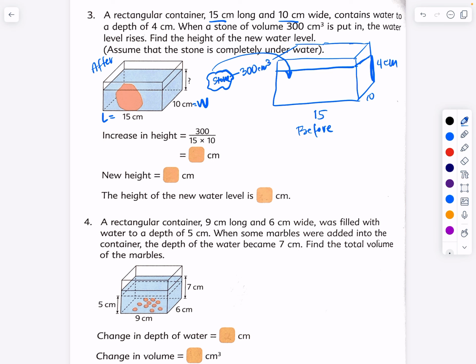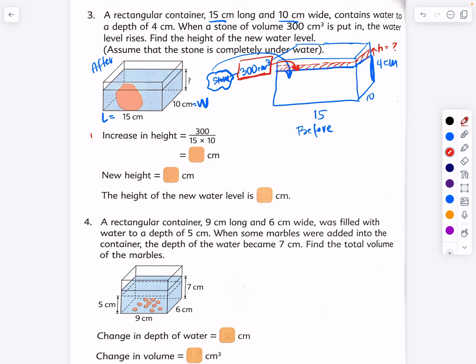The water level, of course, goes up. Once this stone is added, the new water level is higher, okay? So that means this red portion is attributed to the stone. That means this red volume, the volume of this water, is 300 cubic centimeters. So this is one of those problems where we know the volume, we know the length and width. We're looking for the change of height. We're looking for the height, right? Let's label this H is question mark.